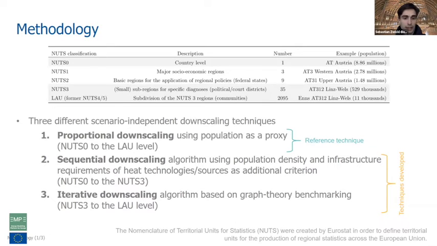So for example, just to give an idea, the sequential downscaling is used to downscale from the country level to the NUTS-3 level, which means for Austria, for example, that we took 1 node and disaggregated to 35 different nodes. And the iterative downscaling is a technique that is used to downscale from these NUTS-3 regions to the community level, which means, for example, that we split these 35 different nodes to more than 2,000 different nodes for Austria. The sequential downscaling uses population density as a criteria, and iterative downscaling is based on graph theory benchmarking of the network topology.